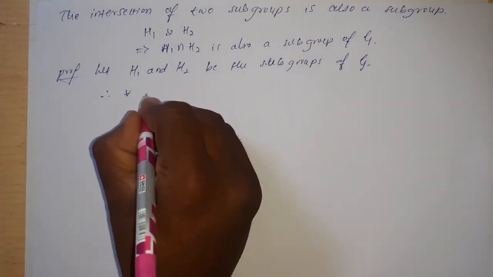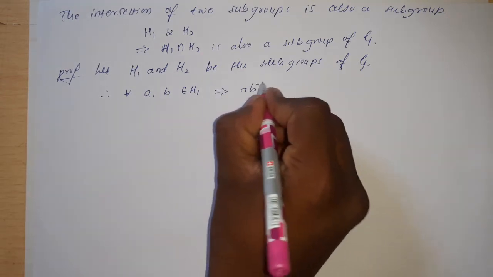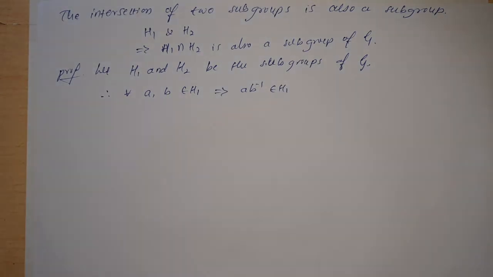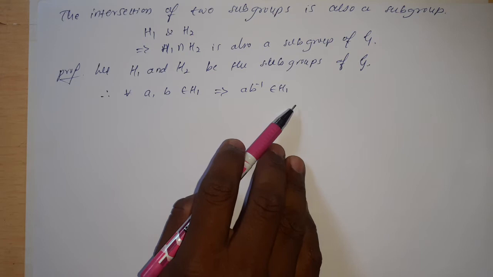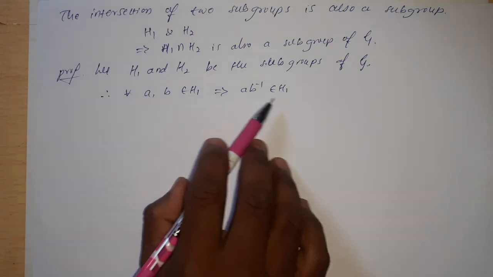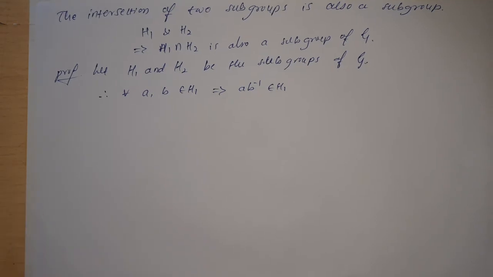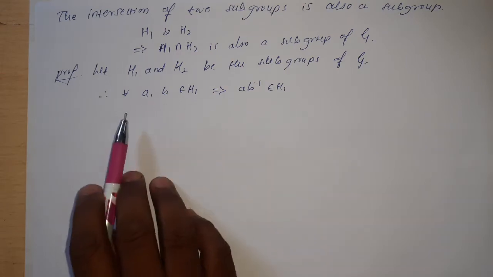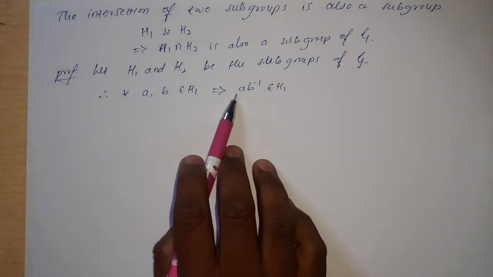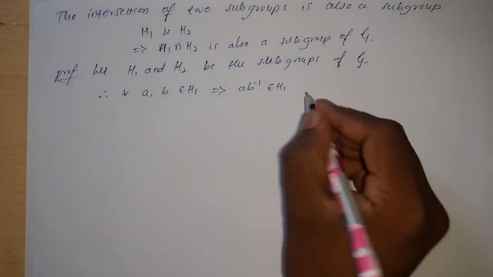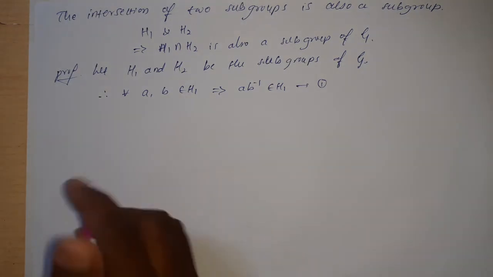Then, for all A, B belongs to H1, it implies that AB inverse belongs to H1, because by using the statement of that theorem, if H is a subgroup, then AB inverse belongs to H, or if AB inverse belongs to H, then H is a subgroup. That we have already proved. So by using that theorem, we have written that for all A, B belongs to H1, it implies that AB inverse belongs to H1, and consider this as the first expression.